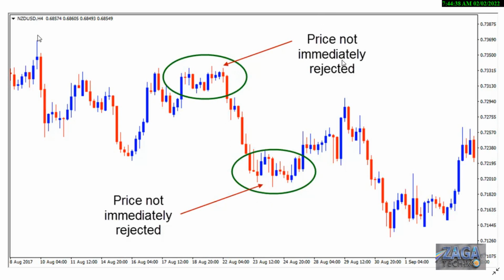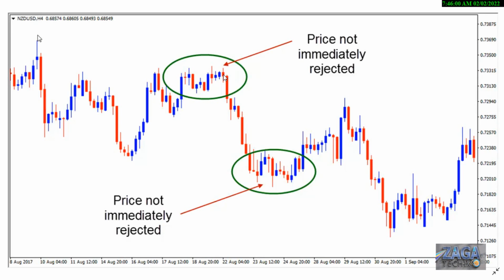So price is not immediately rejected. Price did not reject here as it rejected this area and this area. So price begins to range in this area before it is rejected, and also price is rejecting this area before it bounces off above this area to form another high here, guys. I think what I explained now is clear, guys.